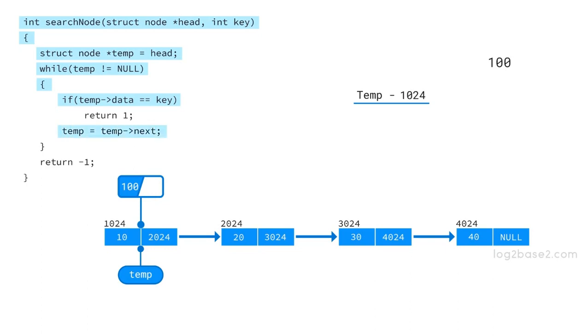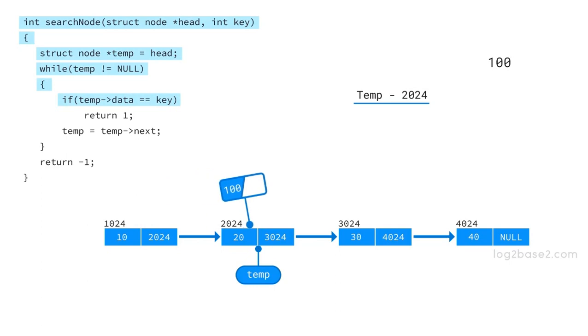Temp equal to temp next. Now temp will be holding the next node address, which is 2024. So temp now points to the second node. Now again we have temp equal to 2024, which is not equal to null. So the while condition is true, so enter the loop. And check if node 2 is holding 100. But the comparison is returning false and the if condition failed. So temp will now point to the next node at 3024.